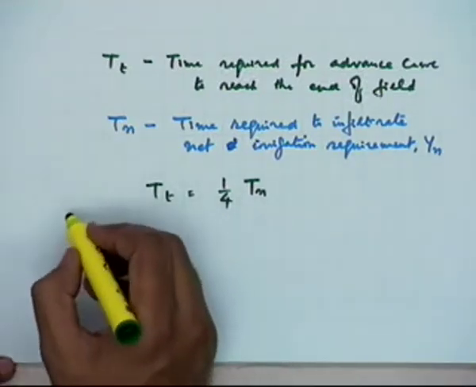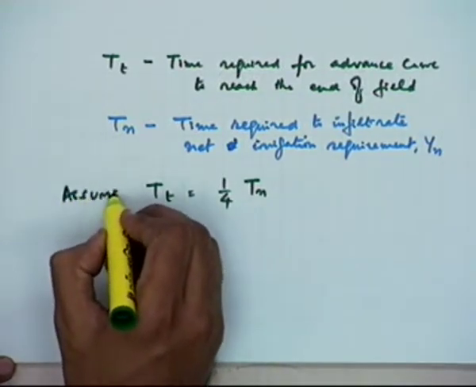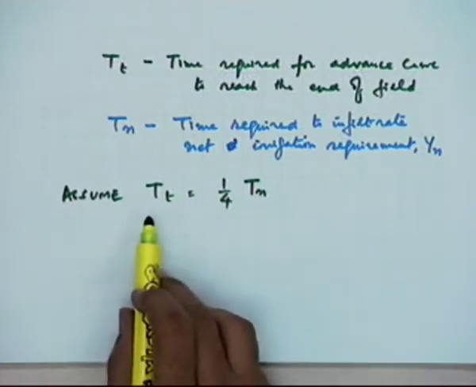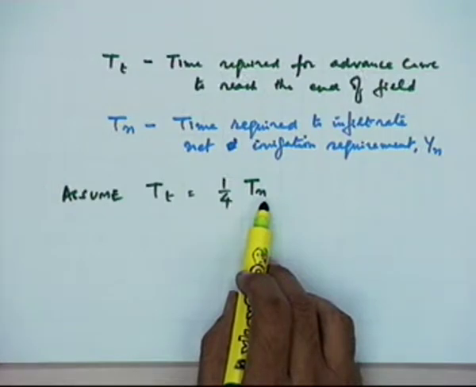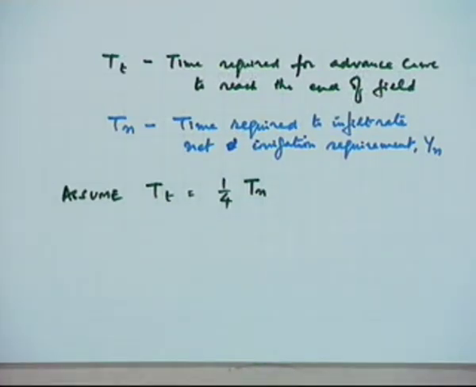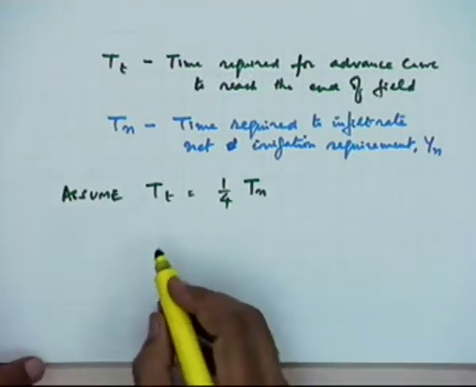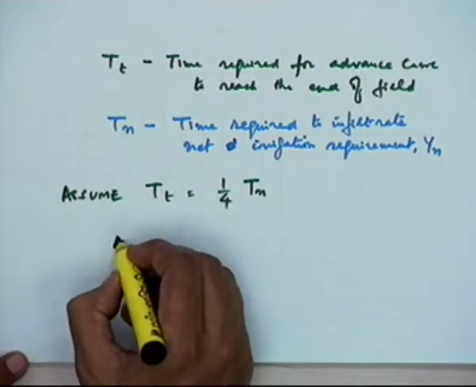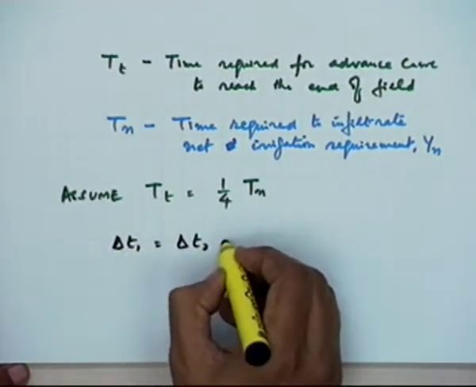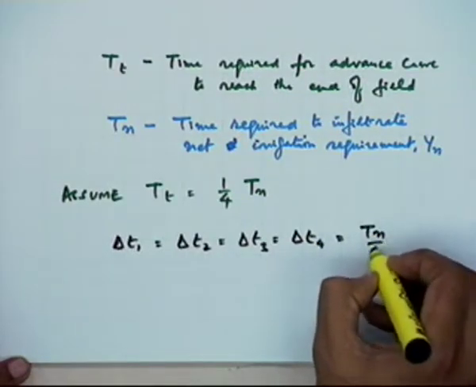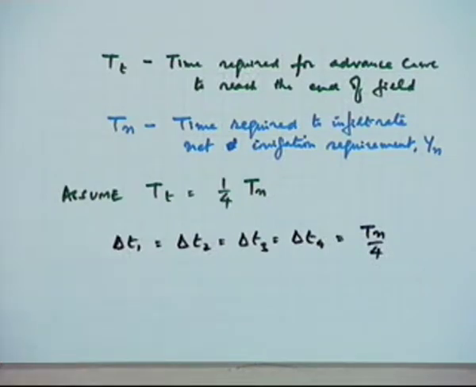So let's make the assumption that Tt for the present case which we are going to consider is 1/4 the Tn. The time taken for the net irrigation depth to be achieved is 4 times the time taken for the advance curve to reach the downstream end. So with this assumption, we divide the total time taken, which is the Tn, into 4 different parts, delta T1 and so on. Each one of these is an interval which we are going to consider, and each one is equal to Tn by 4.